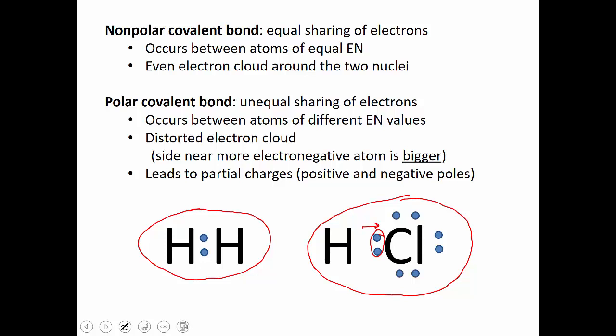And what this does is it leads to partial charges. If there are electrons spending more time around the chlorine, there's going to be a partial negative charge, and we call that the negative pole. Around the less electronegative atom, the electron that it used to have now doesn't spend as much time there, so we have a partial positive charge. This is referred to as the positive pole.